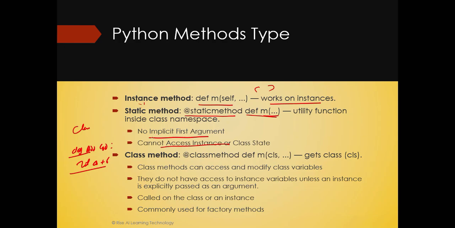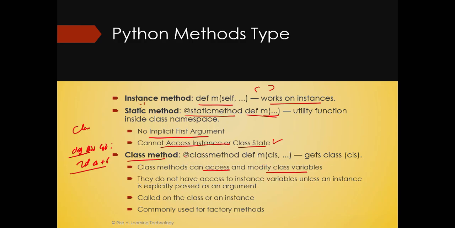There is another type, which is called the class method. What is the job of the class method? Here I said that I cannot access instance or class state. I cannot change anything because I cannot access it within the static method, right? I can only do some operation and it will do that job, but I cannot change it. But with this class method we can access and modify the class variable also.